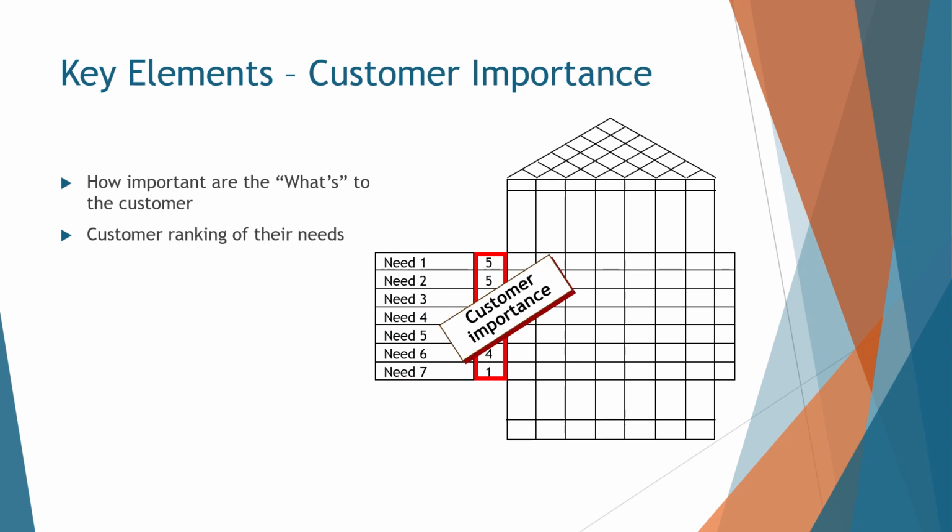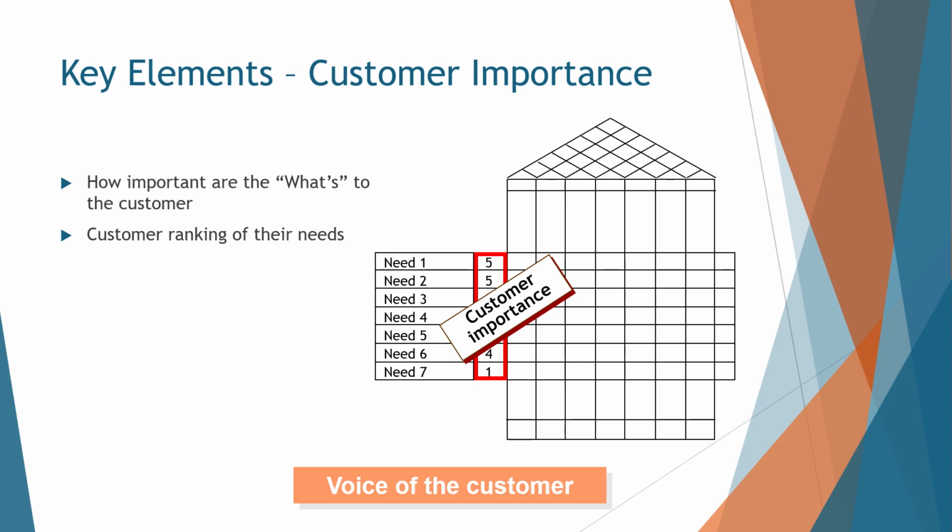Customer importance. How important are the what's to the customer? Customer ranking of their needs. Determination of importance of the customer's wants and needs. First, we establish a rating scale. A 1 to 5 scale is typical, with 5 the highest. The high number in the scale should represent best in class. We consider frequency of response when assigning ratings. How important is this want and need? That's the customer requirements.